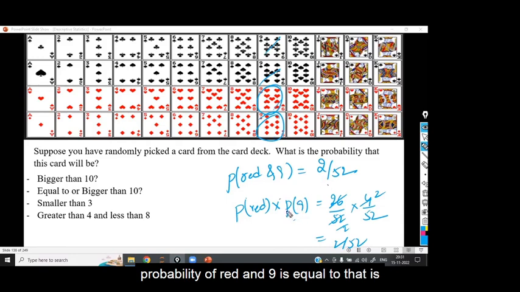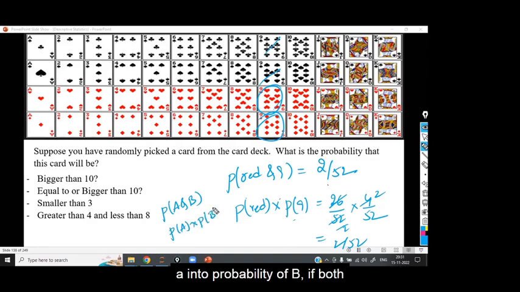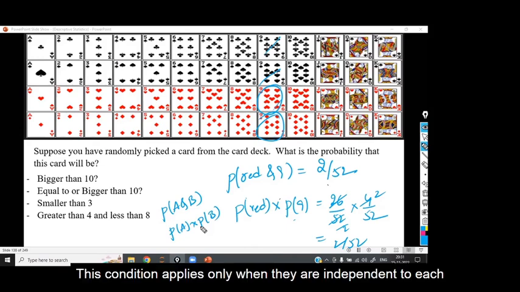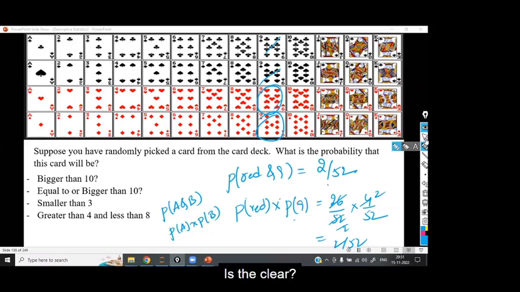Probability of red and 9, that is probability of A and B, is equal to probability of A into probability of B, if both are independent of each other. This condition applies only when they are independent of each other. If they are dependent on each other, this condition is not applicable. Is that clear?